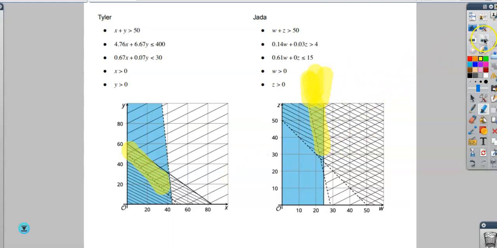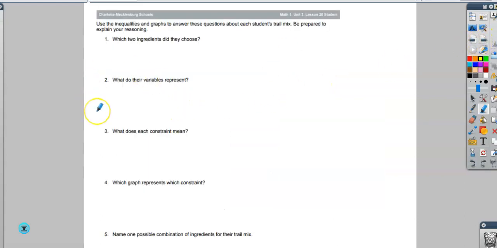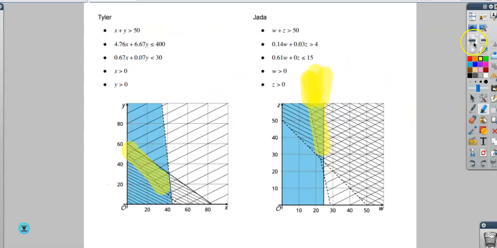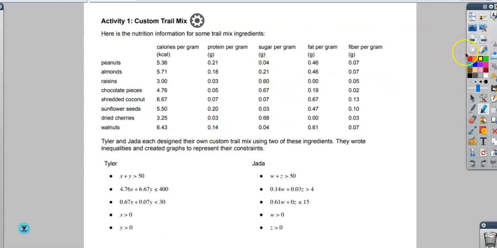All right, so then there are questions on the next page. You probably want to open your book up so you can see both pages. I'm going to talk about these questions, but I'm going to be looking back at this problem. So open up your book so you can see both of them, then I'll end up having to flip back and forth. But the first question says, which two ingredients did they choose?